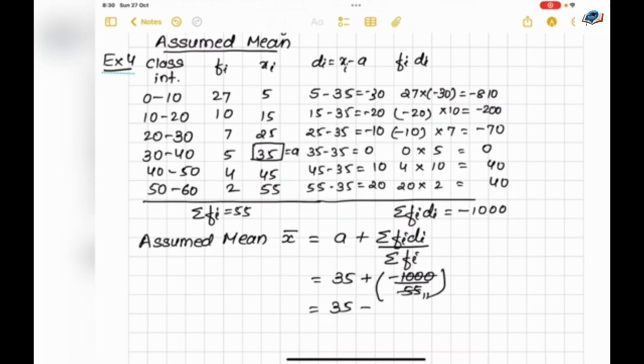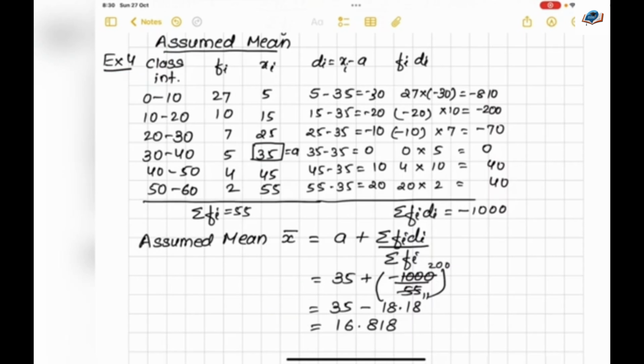So I have to divide 200 by 11. So I will get 18.18. If I subtract that from 35, I will get 16.818. See, by the second method, that is the assumed mean method also, the answer has come the same.